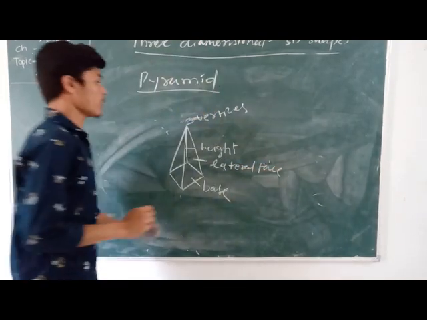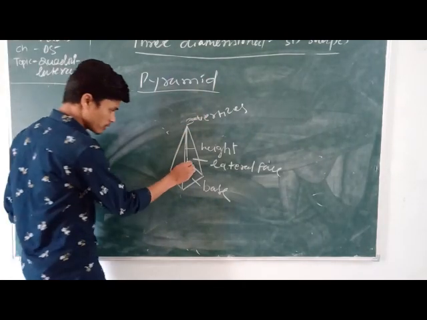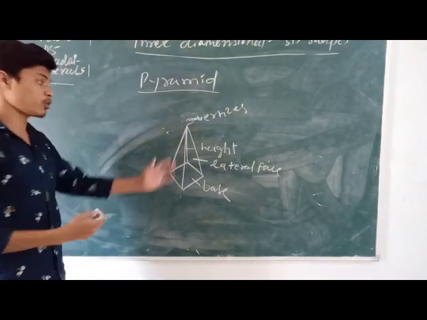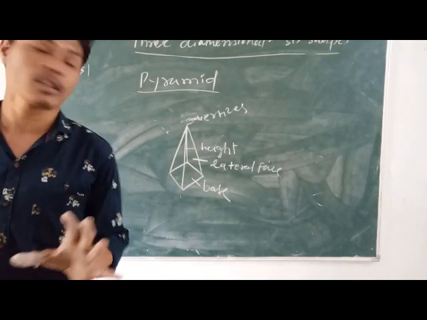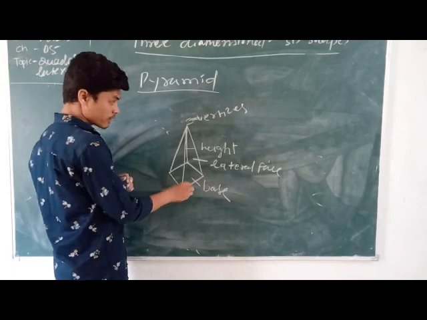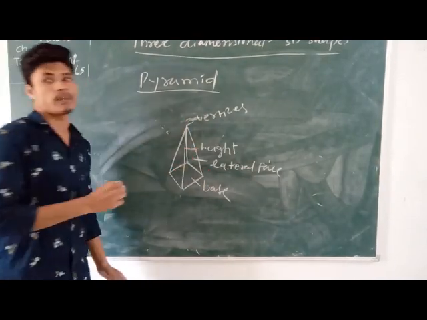Then it is called a square pyramid, because here the base is a square. The square has four sides, so there are four lateral faces. How many vertices are there? 5 vertices: 4 vertices and this one is the fifth. Then what is this known as? The height of the pyramid.